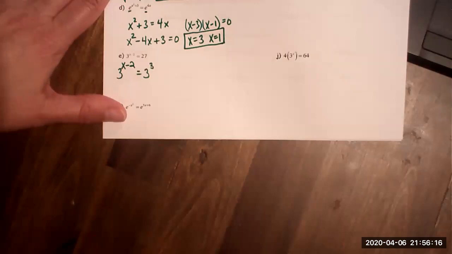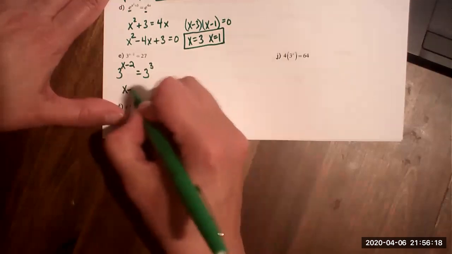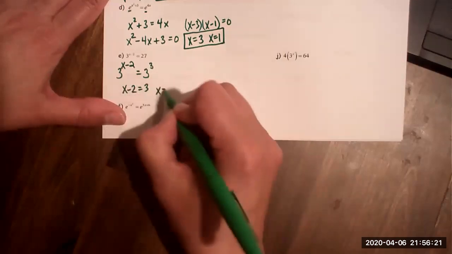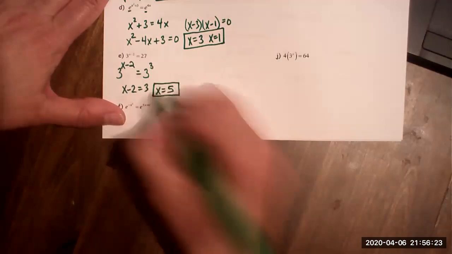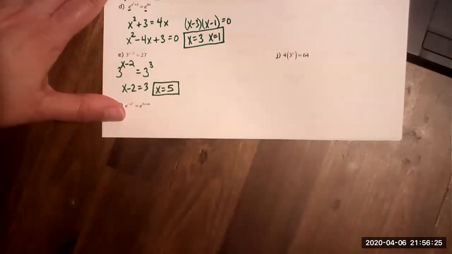Okay. Now that I have the same base, set them equal. So x equals 5. So that one was pretty easy. Again, the whole point of this is to get the same base.